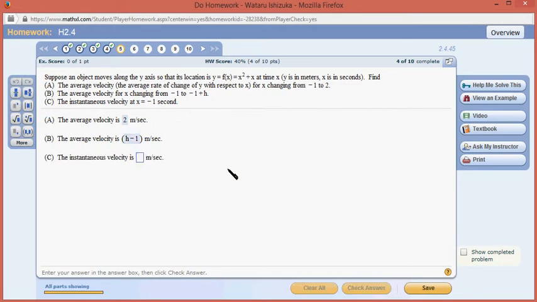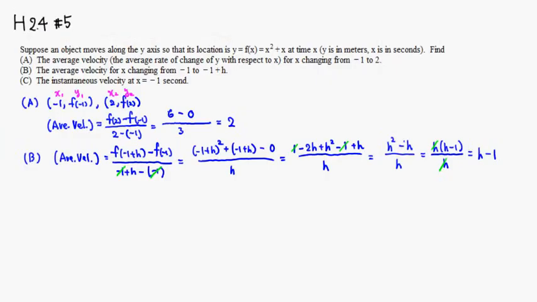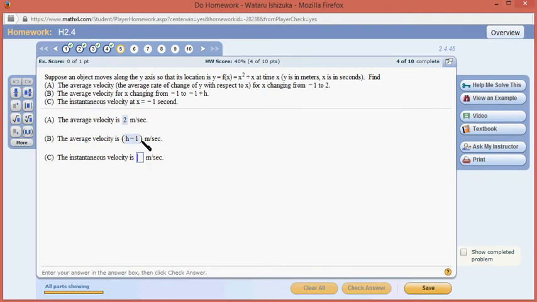Alright, we got that. Now, instantaneous velocity at x equals -1. This is the same thing as the slope of the tangent line, so all you really have to do is take the limit. The instantaneous velocity would be the limit as h approaches 0 of the result from part B, so h minus 1. This is going to be 0 minus 1, which is -1. So the instantaneous velocity is -1.